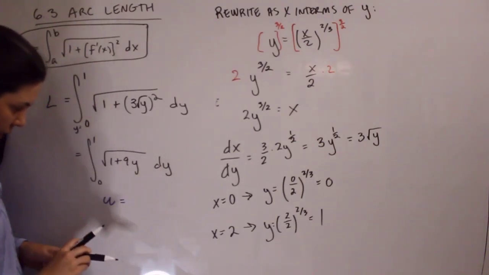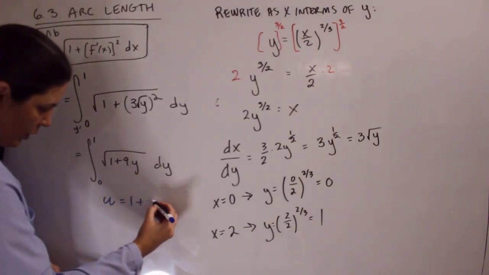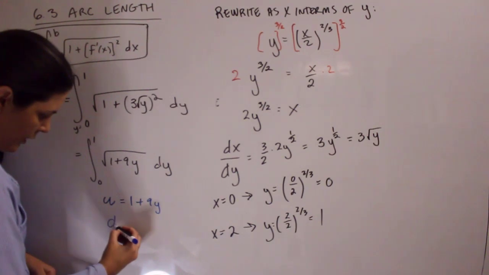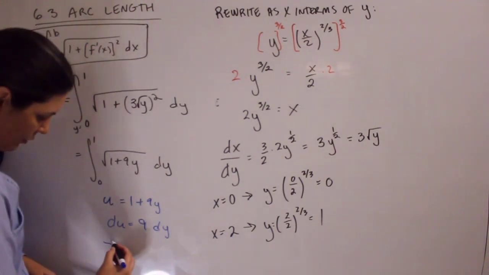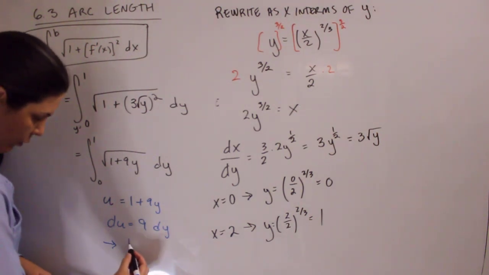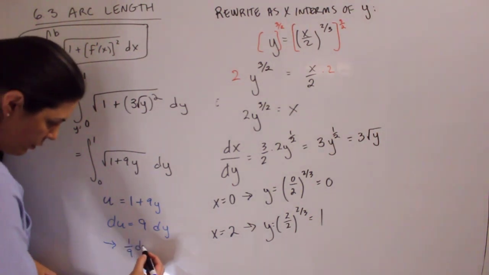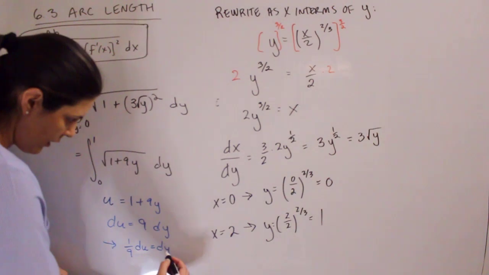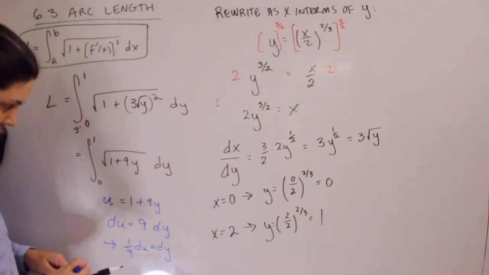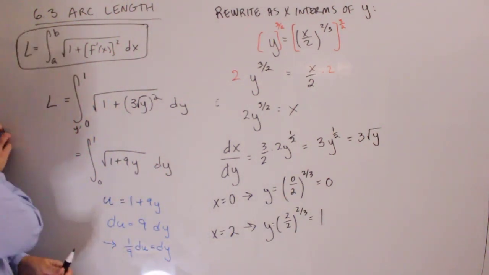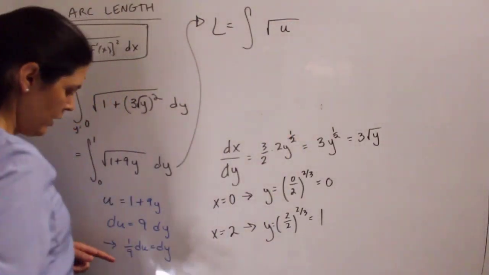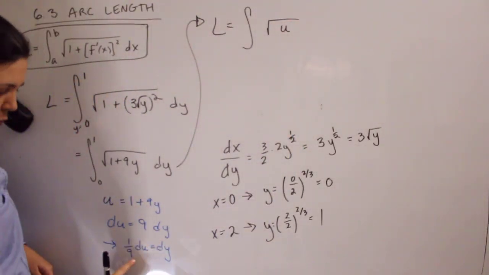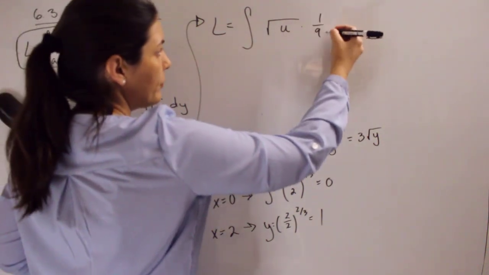So in our case here, if you say 1 plus 9y is u, then du is just a nice 9 dy. And so if you divide by 9, you get 1/9 du is dy, and we'll sub that in and figure out what this integral value becomes. So this is square root u, and then dy is 1/9 du.